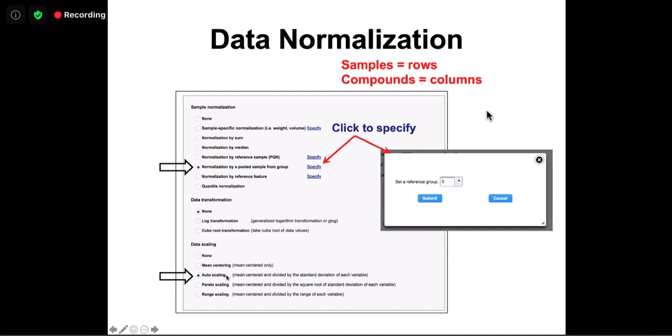So auto scaling, which is mean centered and divided by the standard deviation, is very common. Log scaling is very common. And this one is also common. So far we don't want to apply too much. We want to do minimal. If you apply too many normalizations, it makes the scaling or even any result hard to interpret.